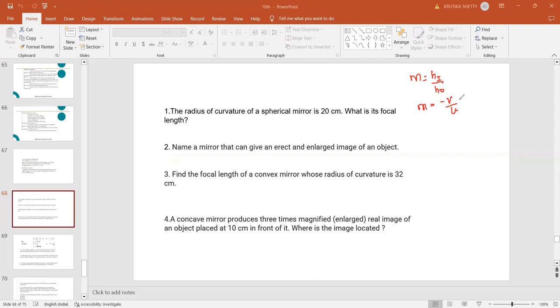Now, here the magnification is given. Yes, it is given as 3. Magnification is given as 3. So this will be 3U is equal to.